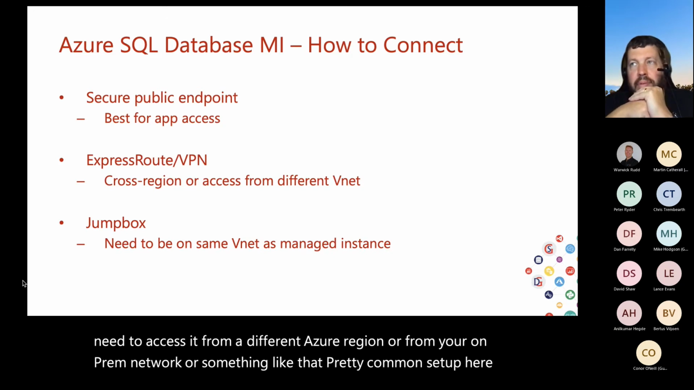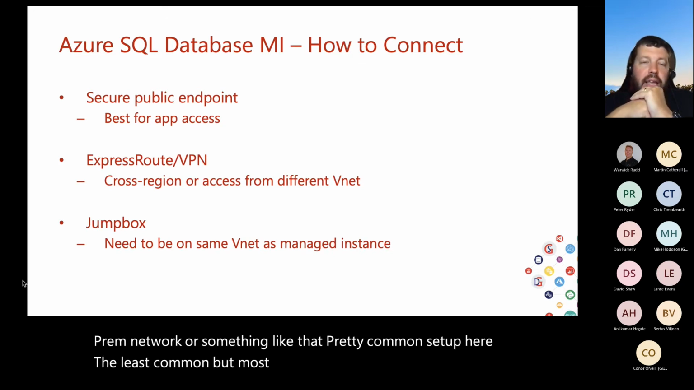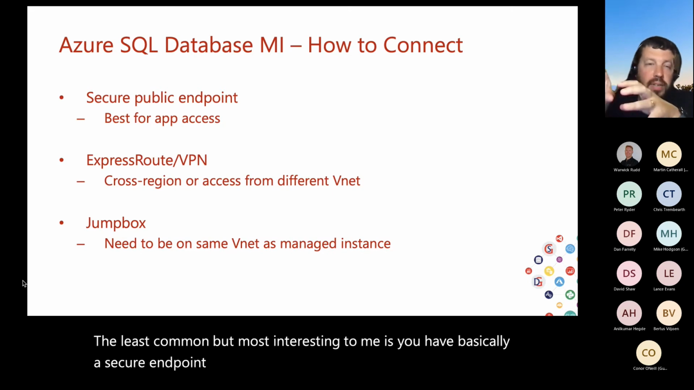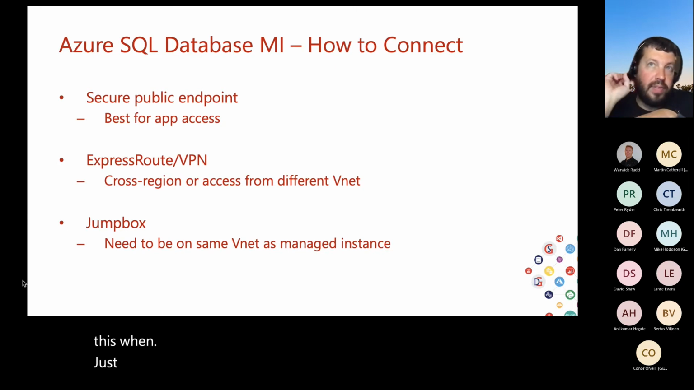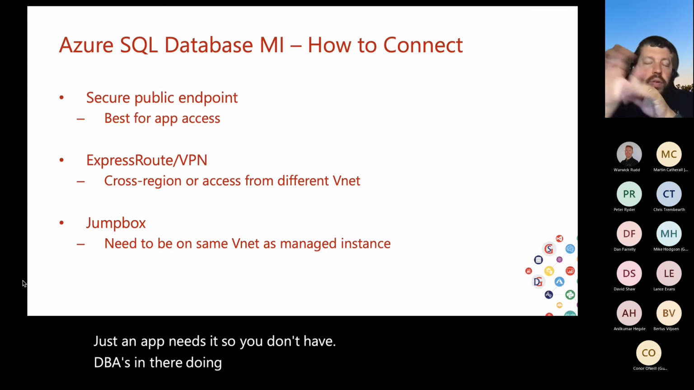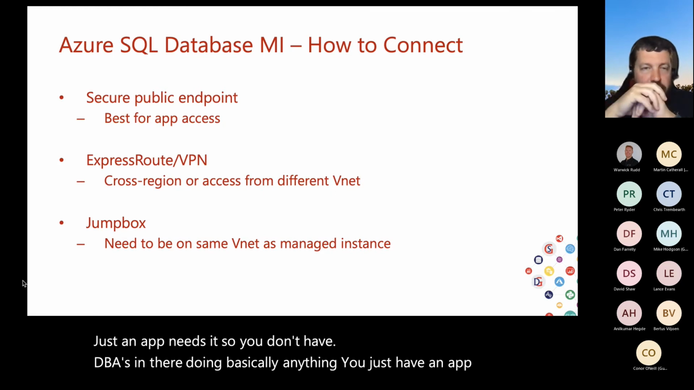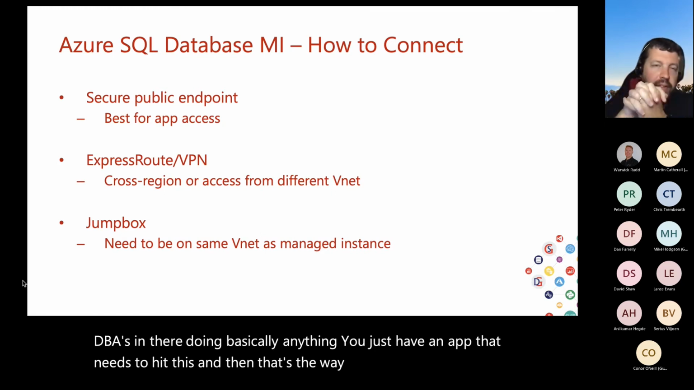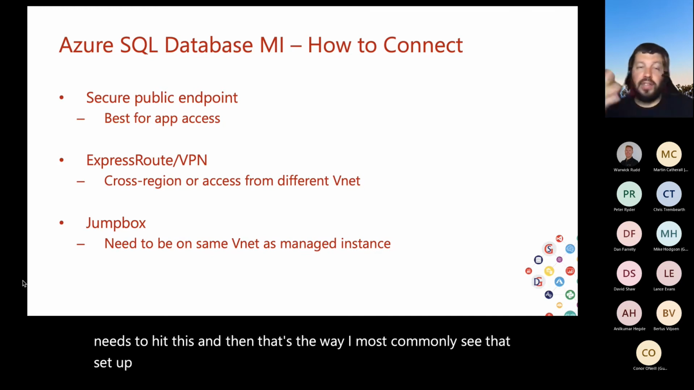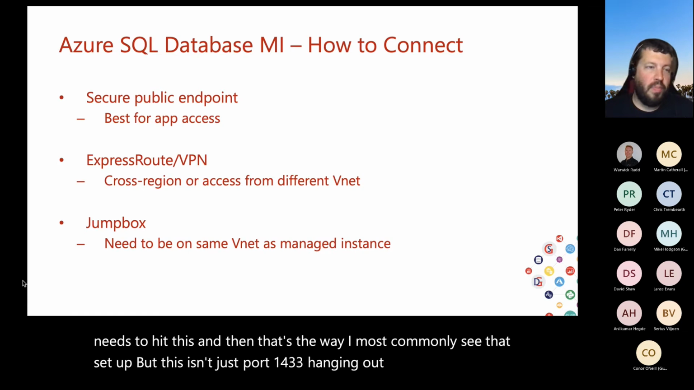The least common but most interesting to me is you have basically a secure endpoint that you're connecting to. I most commonly see this when just an app needs it. So you don't have DBAs in there doing basically anything. You just have an app that needs to hit this, and that's the way I most commonly see that set up. But this isn't just port 1433 hanging out and waiting for folks to do stuff.